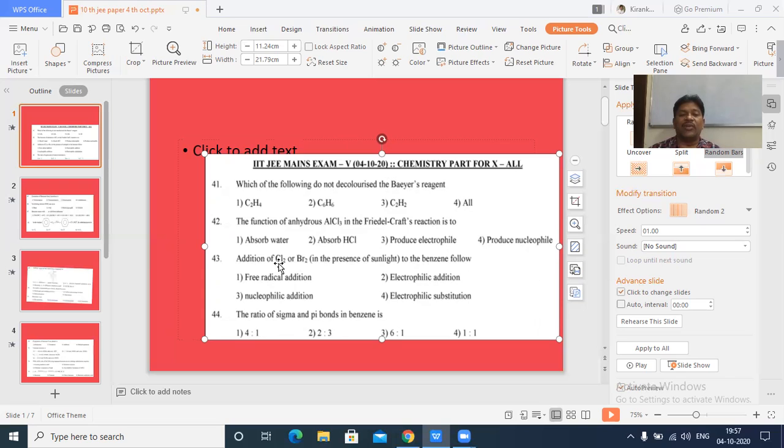So a free radical addition reaction takes place. Now free radicals will be added to the benzene. So the free radical addition reaction takes place in the presence of sunlight. So the free radical addition we have taken as the answer.